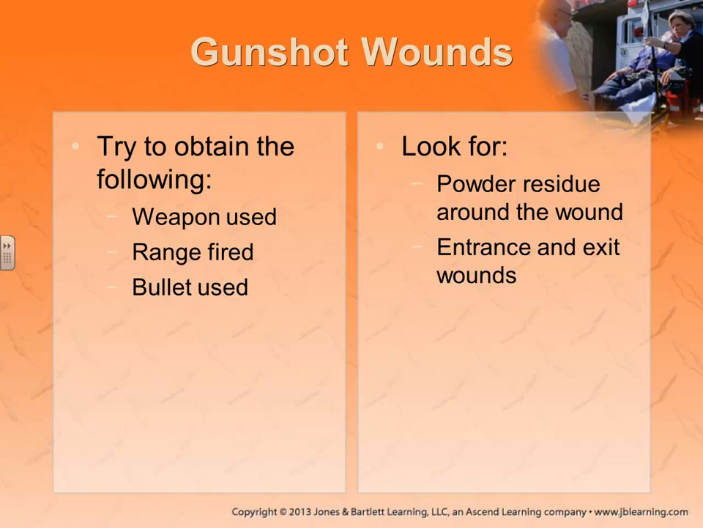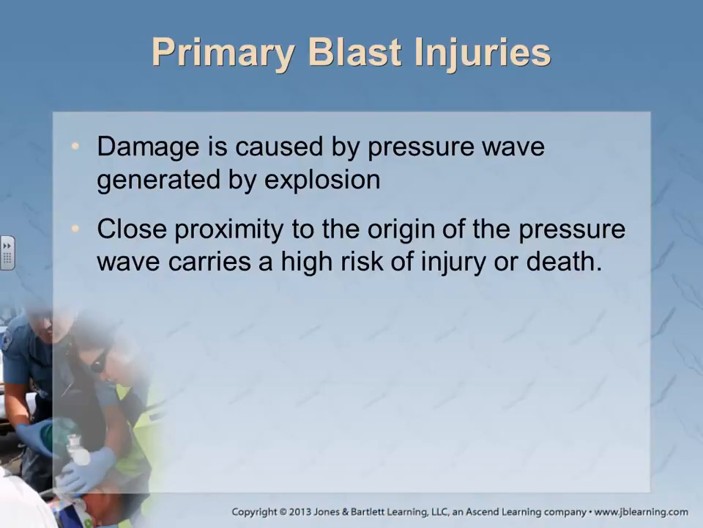With your gunshot wounds, you definitely need to know what was used, the caliber of the rifle or the shotgun, what type of ammunition, also distance. How far were they? What angle were they shot at? All right? What bullet was used? We're going to look at powder residue around the wound. At a closer range, you're going to have more powder residue because that powder sprays out of the barrel, if I'm not mistaken, whenever you shoot. And so at a closer range, that powder is going to spray on the individual. And then, of course, your entrance and exit wounds.